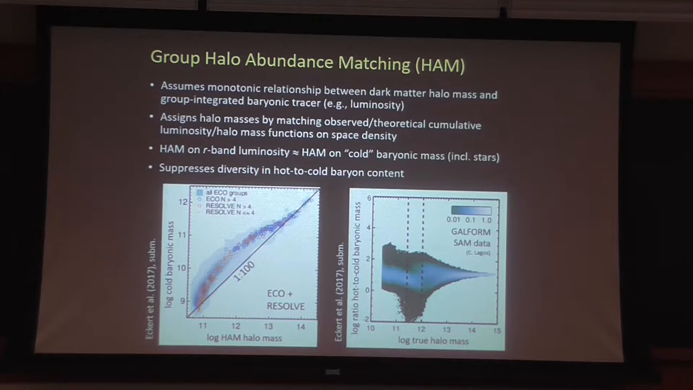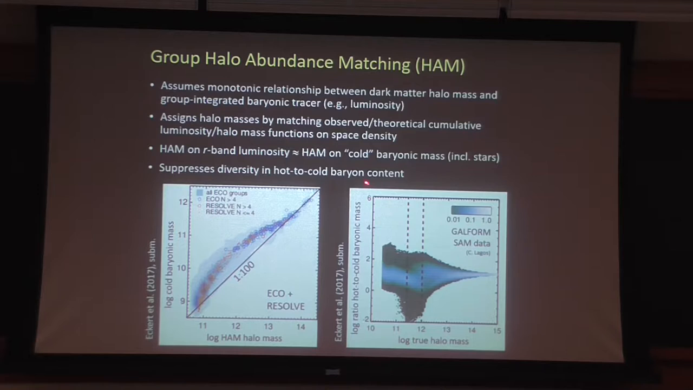But the basic point is that this process is suppressing diversity in the hot to cold baryon content, because whatever the baryon content is, it's only going to be traced by something observable. It could be luminosity, it could be baryonic mass, in the sense of cold gas plus stars, not unobservable WIM gas. Or it could be stellar mass. It's often done with stellar mass. But no matter how you slice it, the thing that you match on is not going to include the hot baryon component.